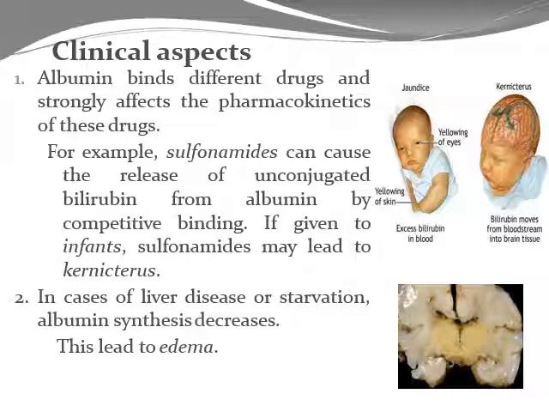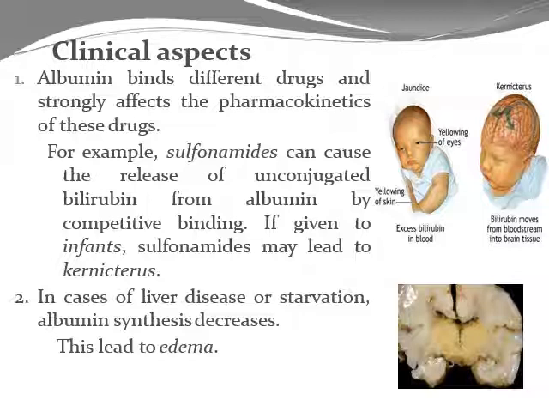Now let's check out some clinical aspects in regards to albumin. As we have already told you, albumin can bind to several molecules, so it can also alter the effect of certain drugs. Let's take the example of sulfonamides. Sulfonamides can cause the release of unconjugated bilirubin, which is insoluble. Especially in infants, if this large amount of unconjugated bilirubin remains in circulation, it can lead to deposition of bilirubin in the brain, a condition known as kernicterus.